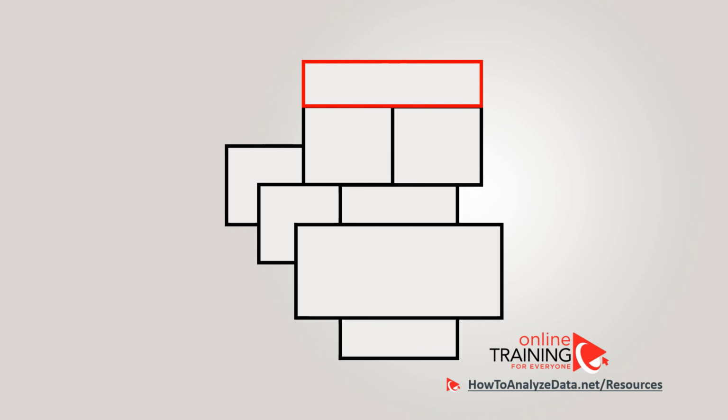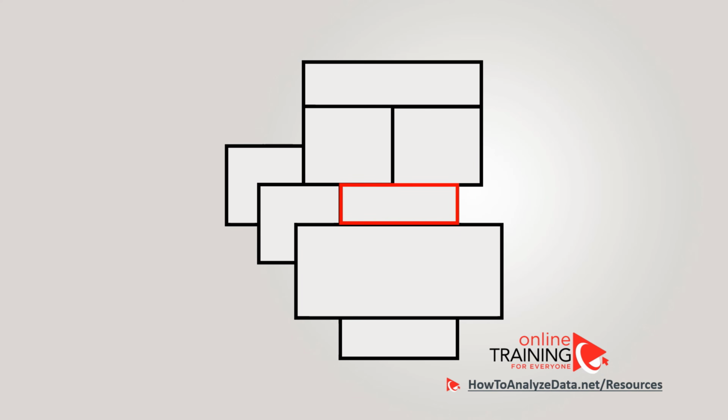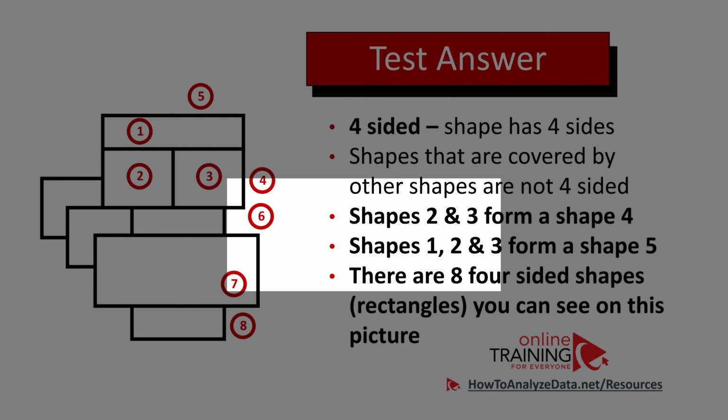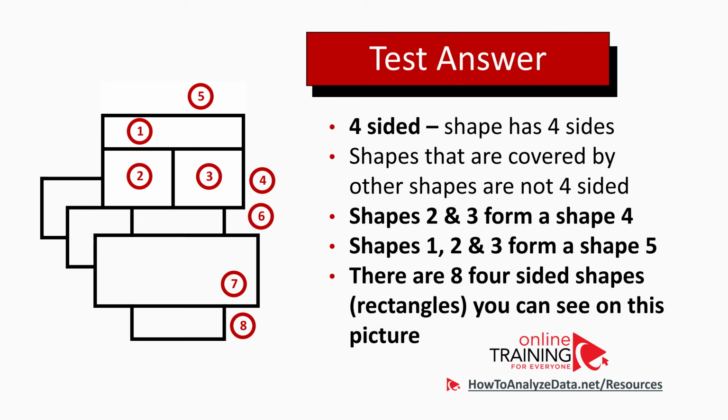1, 2, 3, 4, 5, 6, 7, and 8. Let's look at inside shapes that form another shape. Shapes 2 and 3 form shape 4, and shapes 1, 2, and 3 form shape 5.